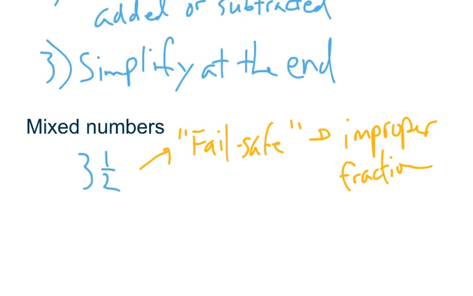And so by that, I mean you do a C technique, as I like to describe it, where we'll go 3 times 2 plus 1. So 3 times 2 is 6, plus 1 is 7. And so we treat this as 7 over 2.